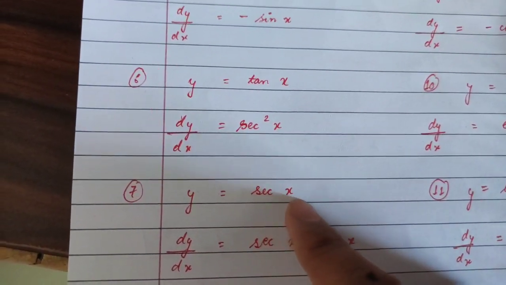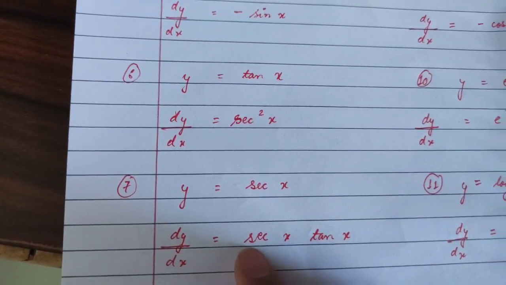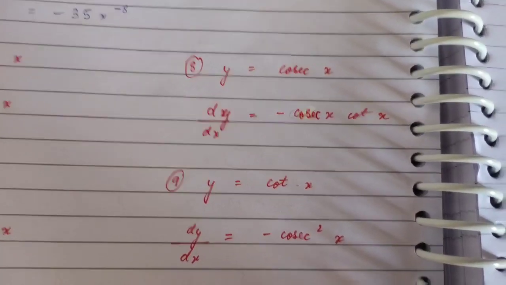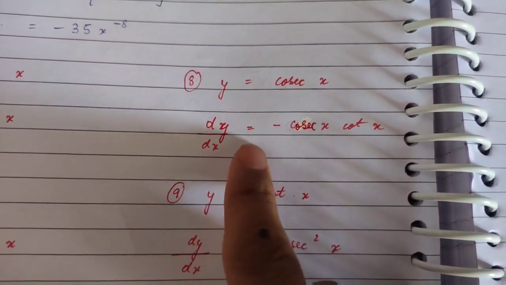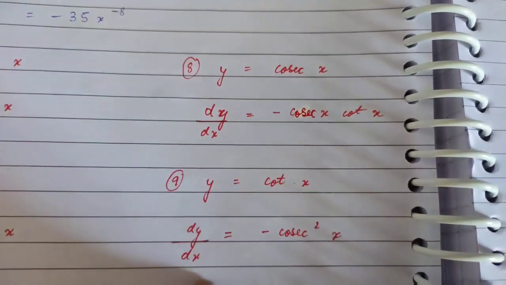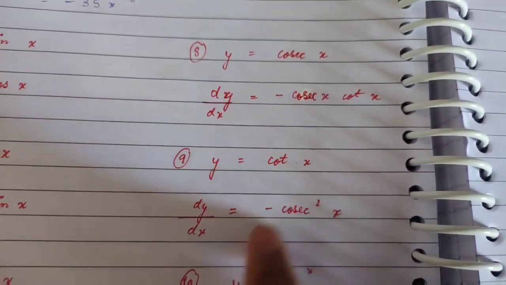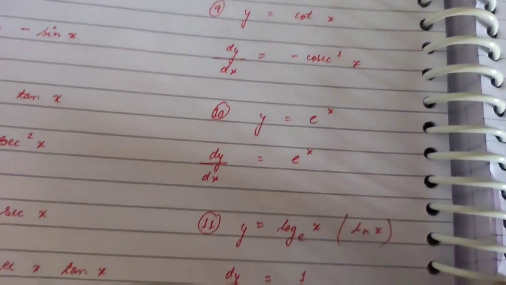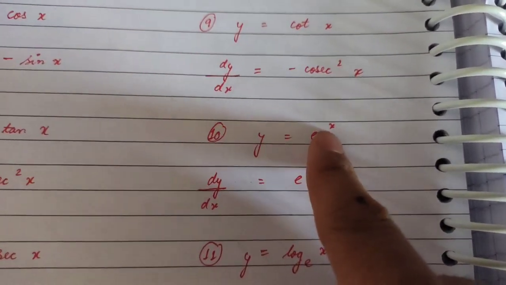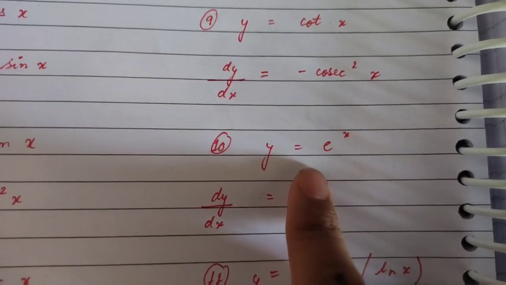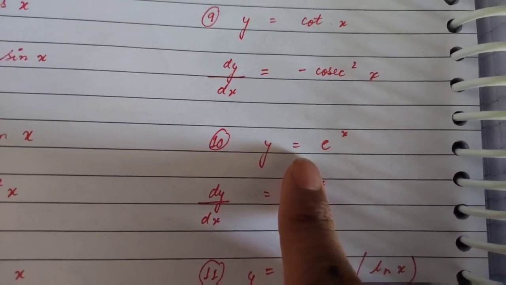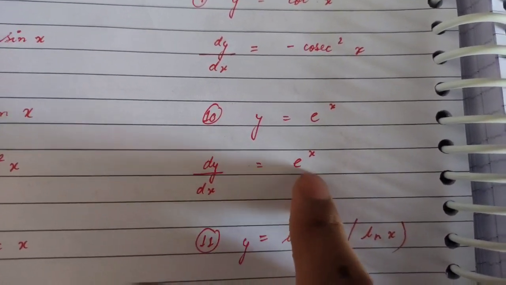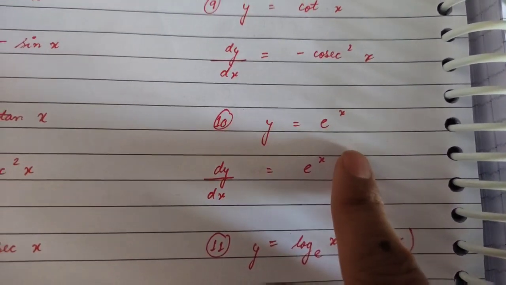Y equal to sec x, then dy upon dx is equal to sec x tan x. Next formula is y equal to cosec x, dy upon dx is equal to minus cosec x cot x. Ninth is y equal to cot x, dy upon dx is equal to minus cosec square x. Tenth is y equal to e to the power x. We have discussed that e equals 2.718, and e is a constant number. So dy upon dx is equal to e to the power x. There is no change in this formula.